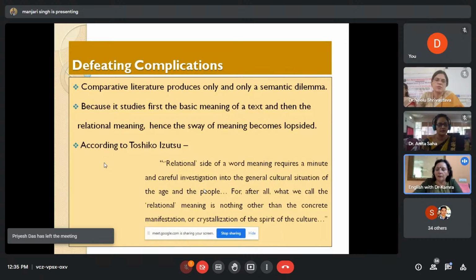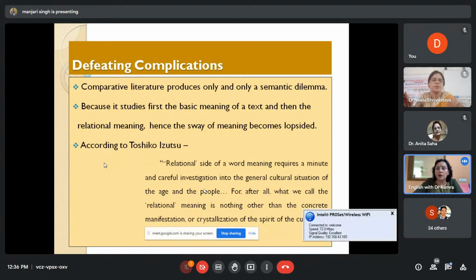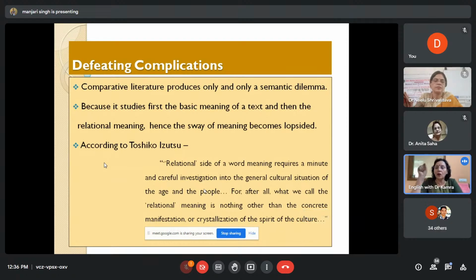The relational side of a word meaning requires a minute and careful investigation into the general cultural situation of the age and the people. These are the two requisites on which a relational meaning of a word rests. For after all, what we call the relational meaning is nothing other than the concrete manifestation or crystallization of the spirit of culture. So the cultural nuances make relational meaning important.